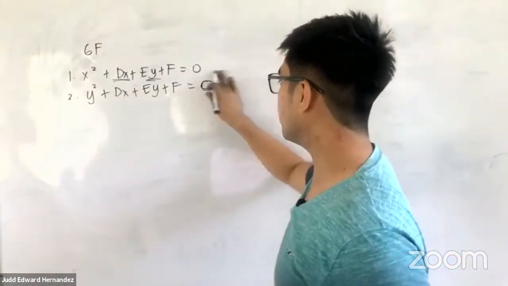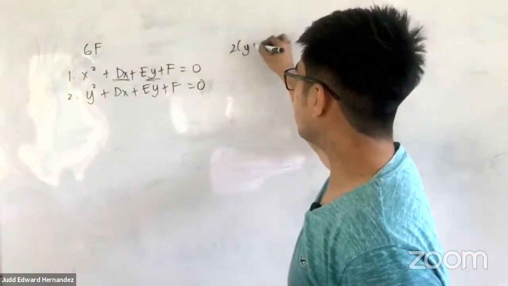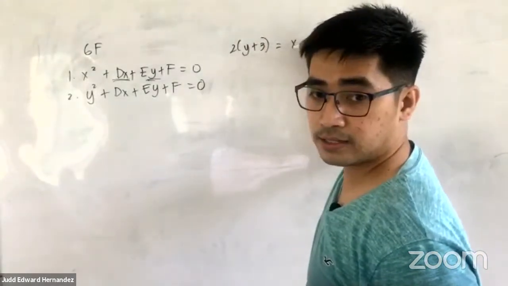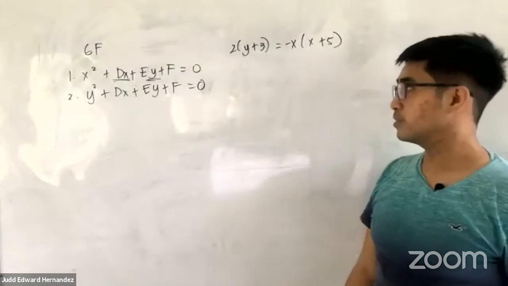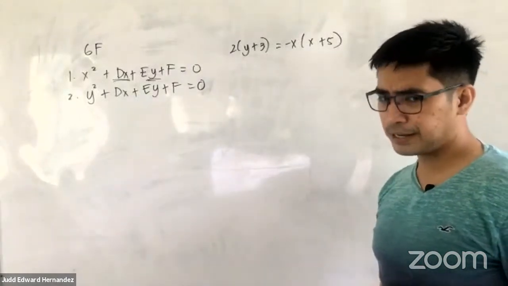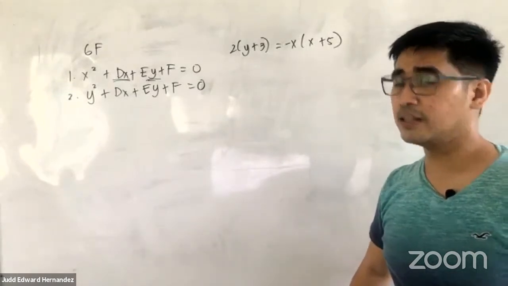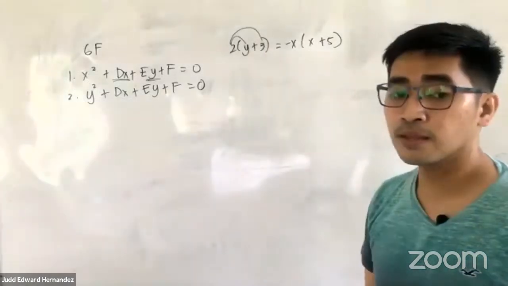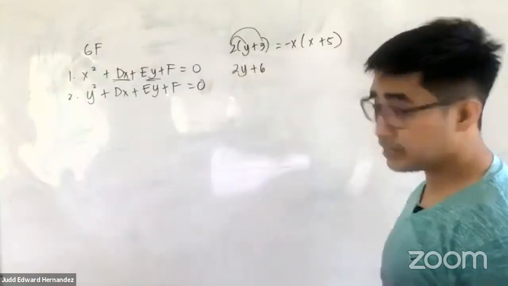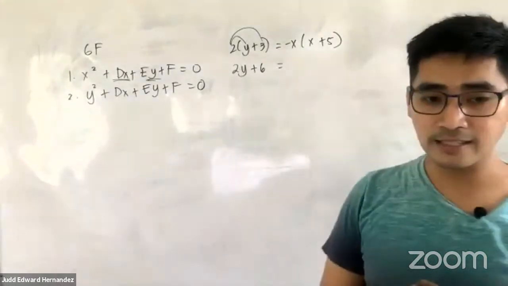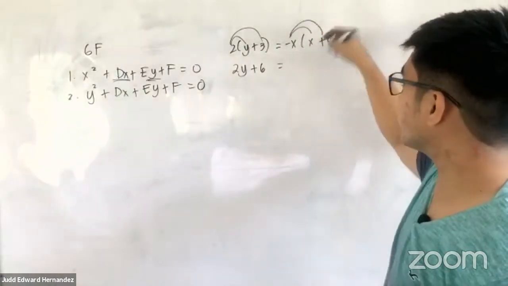Okay, ang sabi dito sa pangalawa nating tanong, express 2 times the quantity (y plus 3) is equal to negative x times (x plus 5) into the general form. So, ano nga ulit gagawin natin kapag given tayo ng ganito? What do we do? Distribute po. Okay, distribute natin si 2. So, distributing, we'll now be having 2y plus 6 is equal to, anong gagawin natin sa right side? Distribute din po. Okay, we also distribute.